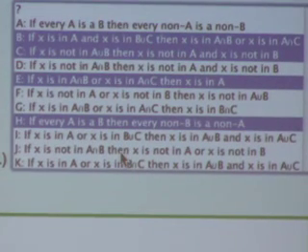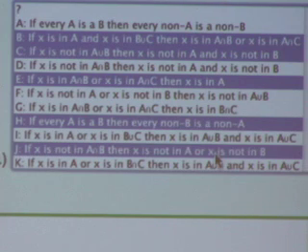If X is in A or X is in both, is in either B or C, then X is in A union B and X is in A union C. No, if this were an or, that would be true. If X is not in both A and B, then either X is not in A or X is not in B. That's true. If X is in A or X is in both B and C, then X is in either A or B and X is in either A or C.